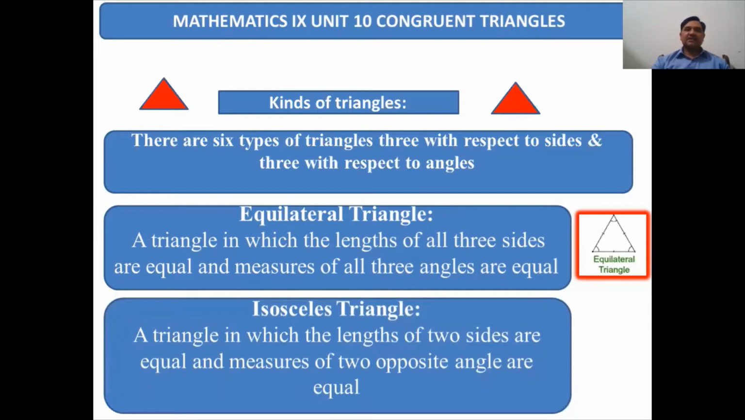Second type is isosceles triangle, a triangle in which the length of 2 sides are equal and also measure of 2 opposite angles are equal. So this triangle is isosceles triangle.